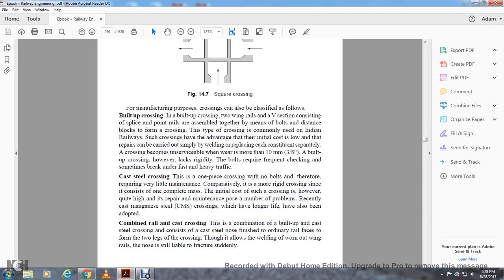For manufacturing process, the crossing can also be classified as follows. The built-up crossing: a two-wing rail with the V section consisting of a splice of the point rails, assembled together with the beams of both distance blocks of the form of the crossing.